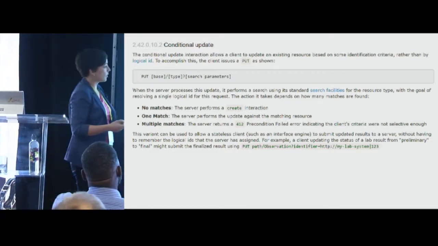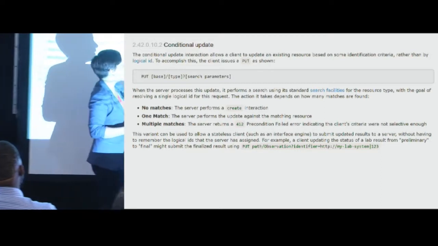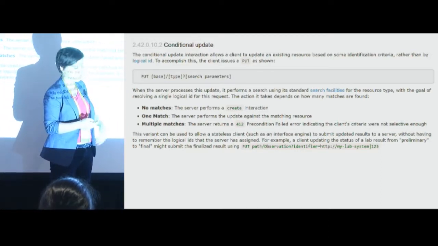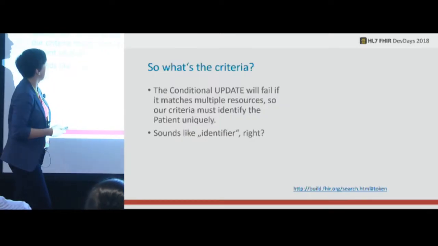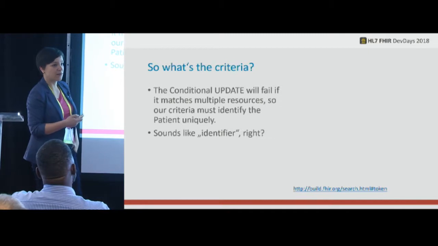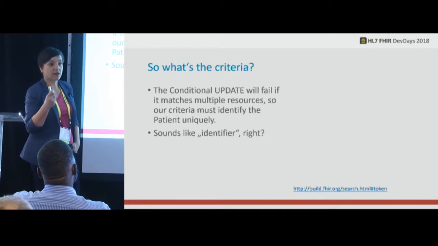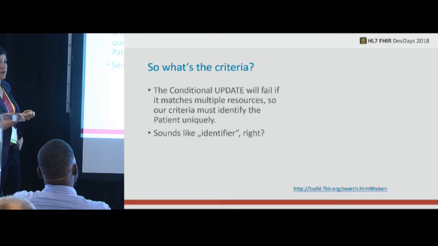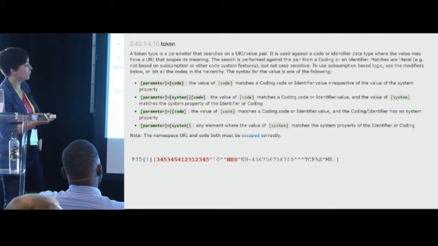So in our case, it would look like this. We would PUT to Patient question mark. Our criteria would be the identifier that we have in the version 2 message. But what exactly would the identifier look like? We need to have a criteria that is as unique as possible, and the only thing that we have in the V2 message is probably this kind of business identifier that's usually pushed around in the V2 message.